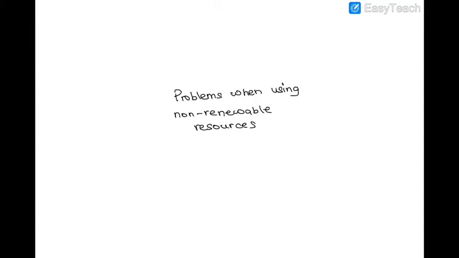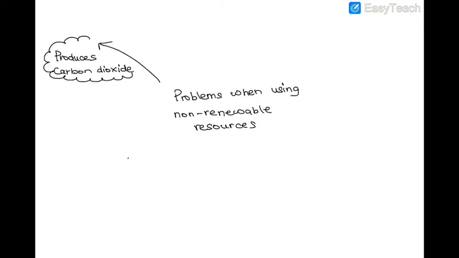Now let's see the problems that arise when we use non-renewable sources of energy. The first thing is that when you burn these fossil fuels to obtain energy to produce electricity, the burning produces a lot of toxic gases. One of the gases that it produces in huge amounts is carbon dioxide. It also produces methane gas. Methane gas is also very harmful.